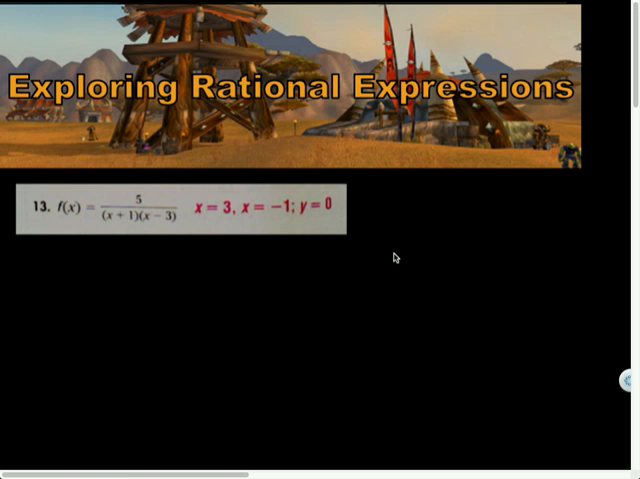Greetings, ladies and gentlemen. We're just reviewing our chapter on rational expressions, rational equations. Here's a problem from the chapter review, problem 13 on page 586. And they asked us, well, let's read them.